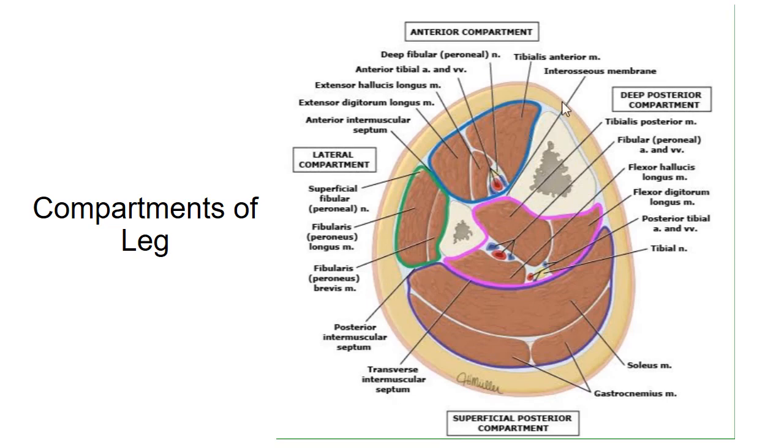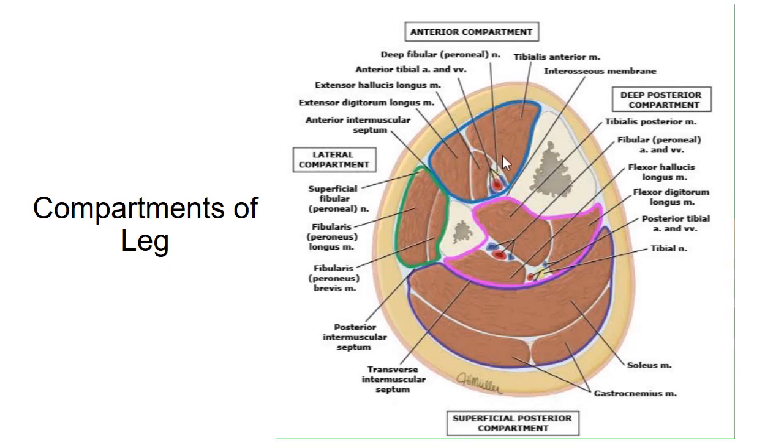The outermost layer is skin, then comes the superficial fascia, then deep fascia. As we have already discussed, this deep fascia of the leg runs deep into the leg and forms two intermuscular septa, anterior intermuscular septum and posterior intermuscular septum. Anterior intermuscular septum is attached to the anterior border of the fibula, and posterior intermuscular septum is attached to posterior border of fibula. In this way, leg is divided into three compartments.